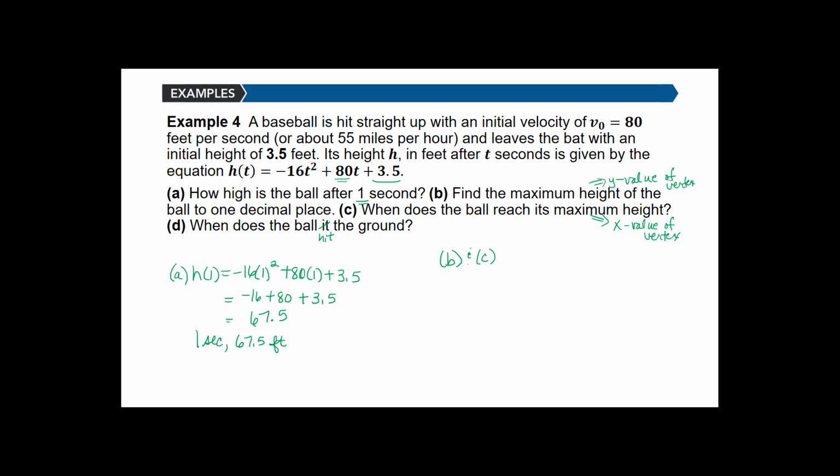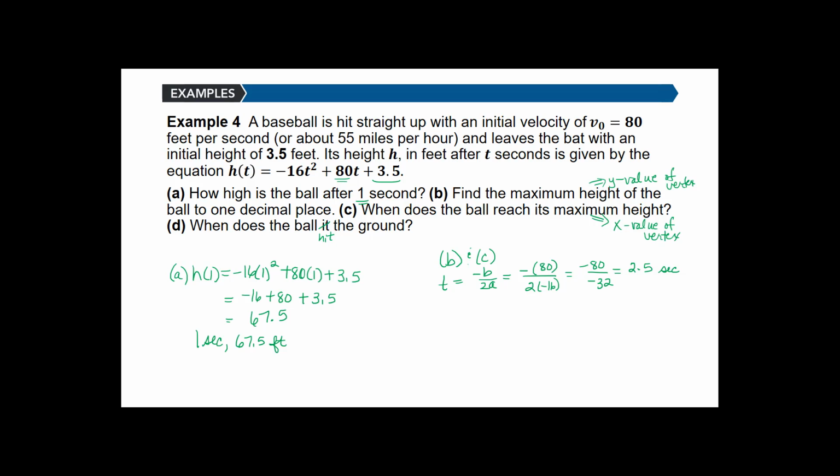The x value of the vertex, which is the t value in this case, is going to be equal to negative b over 2a, which is equal to the opposite of 80, the coefficient of t, divided by 2 times negative 16. So that is negative 80 divided by negative 32. And you can use your calculator to find that that is 2.5. Now this is the time, so 2.5 is in seconds. So it's going to take 2.5 seconds for the ball to get to its maximum height. That's actually the answer to part C.